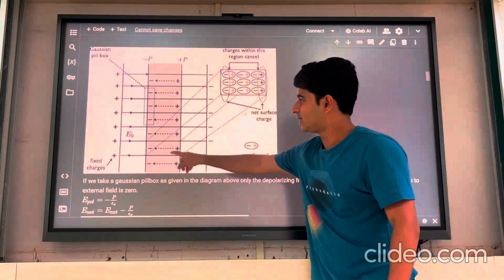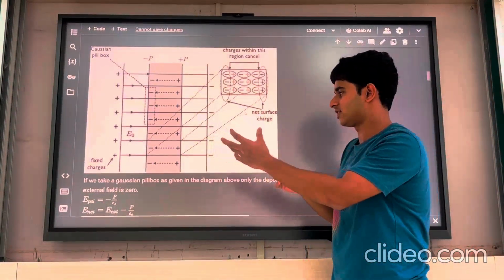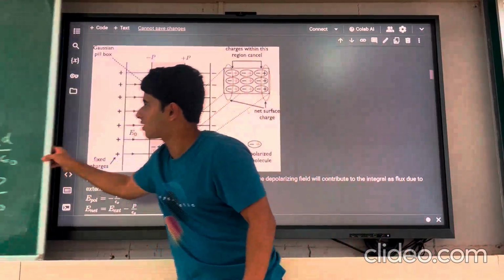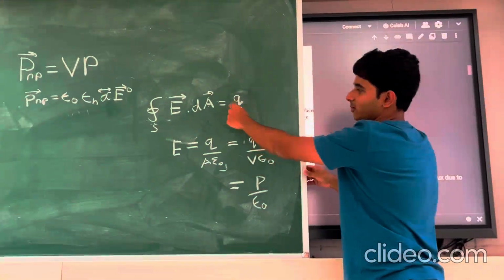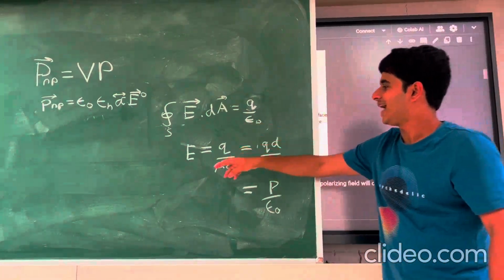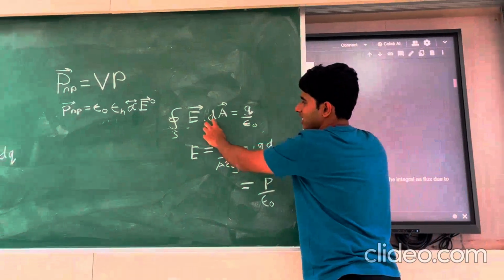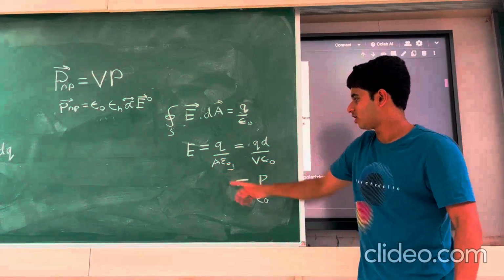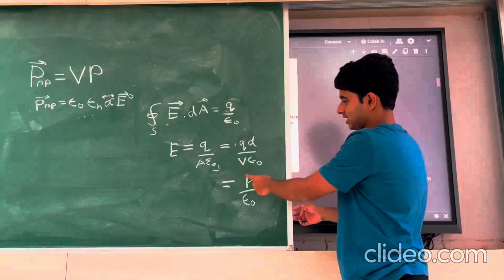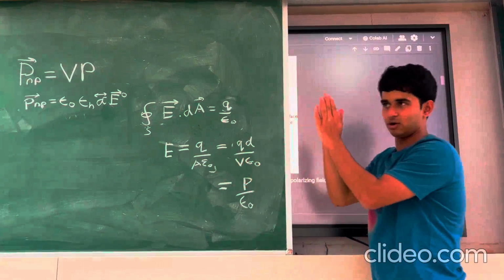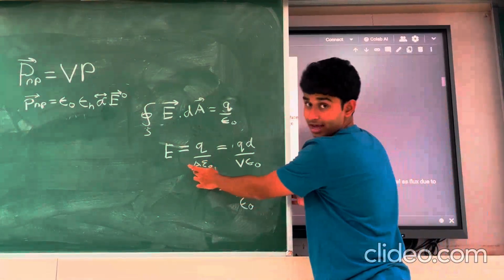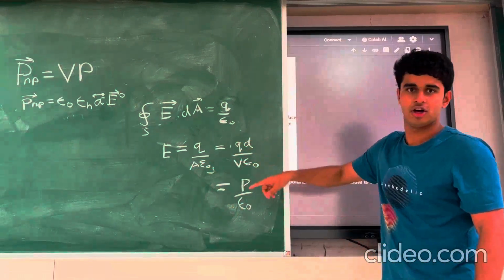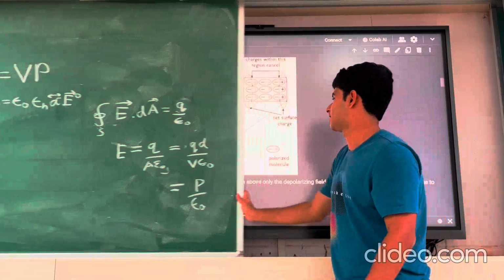If we take a Gaussian pillbox at the surface of the nanoparticle with the host interface, we know that the surface integral of E dot dA is going to be Q by epsilon naught. And if we assume that both of these are parallel, which they are in our pillbox case, you get E as Q by epsilon naught, which, if you multiply by d on both sides, becomes the volume of a small pillbox with area A, and that is just P by epsilon naught, where P is the dipole moment divided by volume. So it's the dipole density, to be fair.